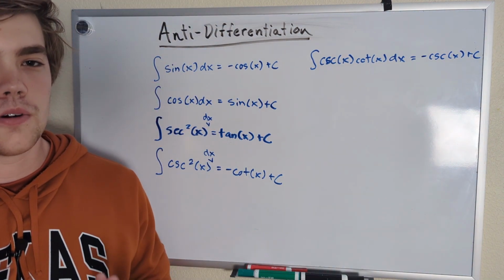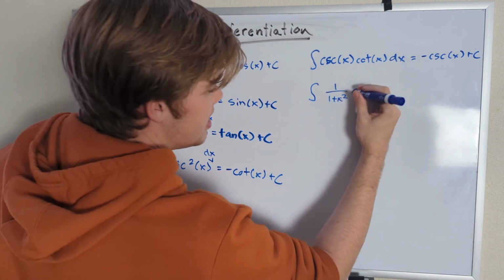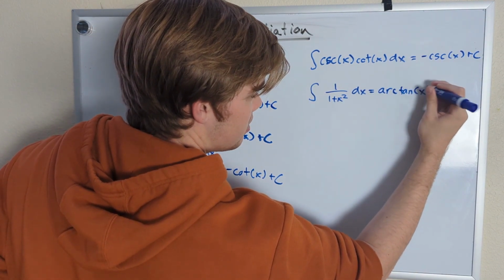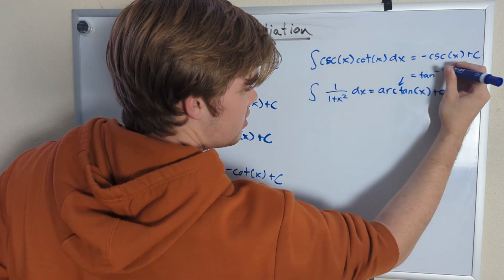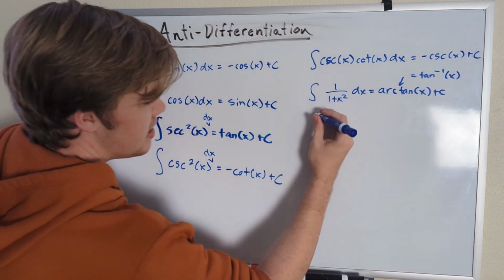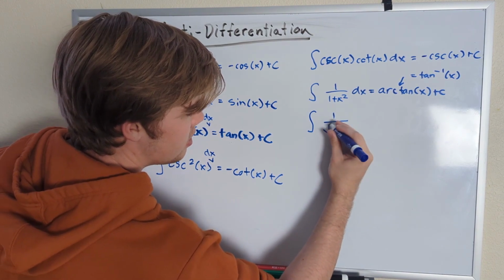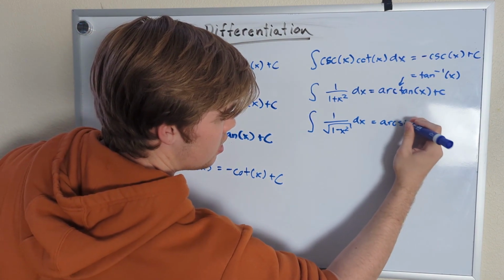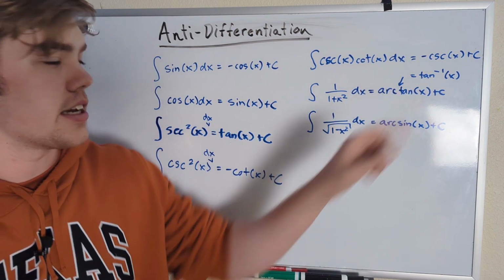Okay, now let's get the really weird ones out of the way. The antiderivative of 1 divided by 1 plus x squared dx is equal to arctangent of x plus c. This is also equivalent to inverse tangent, tangent negative 1 of x. This is the same thing. I just want to make that distinction very clear. Next up, we have the antiderivative of 1 divided by the square root of 1 minus x squared dx, and that one is equal to arcsine of x plus c. Once again, this is equivalent to inverse sine, just like inverse tangent up here.